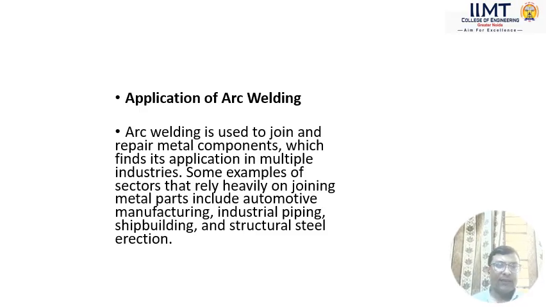Now we will discuss the applications of arc welding. Arc welding is used to join and repair metal components, which find application in multiple industries. We can generally use arc welding in different sectors. Some examples of sectors that rely heavily on joining metal parts include the automotive sector, manufacturing sector, industrial piping, shipbuilding, and structural steel erection. We can generally use arc welding in these sectors.